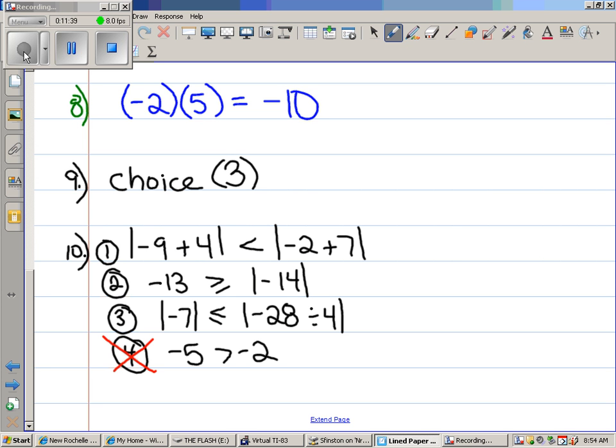You think 3? Let's see about 3. So the absolute value of negative 7 is how much? Positive 7. It's less than or equal to, what's negative 28 divided by 4? Negative 7. And the absolute value of negative 7 is how much? 7. So is 7 less than or equal to 7? Yes, because of this bottom symbol. In fact, choice 3 is correct.